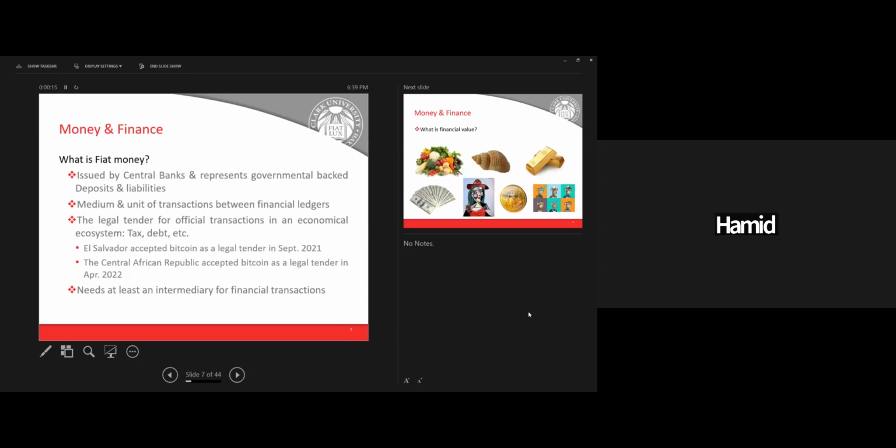So for the currencies that are commonly used, we usually call them fiat money. So money is actually a value. Fiat money is the value that is printed or deposited in your bank accounts. So a medium or unit of transaction between financial ledgers.